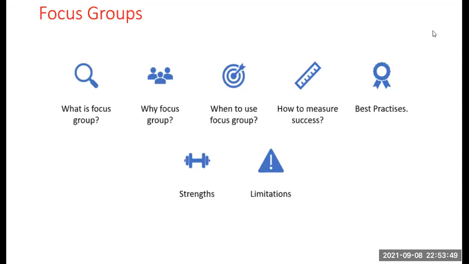So the next one is focus groups. Kadar, we just discussed a few of the techniques, like financial analysis. The next one is focus groups. Focus groups is again a common technique that we use as business analysts.